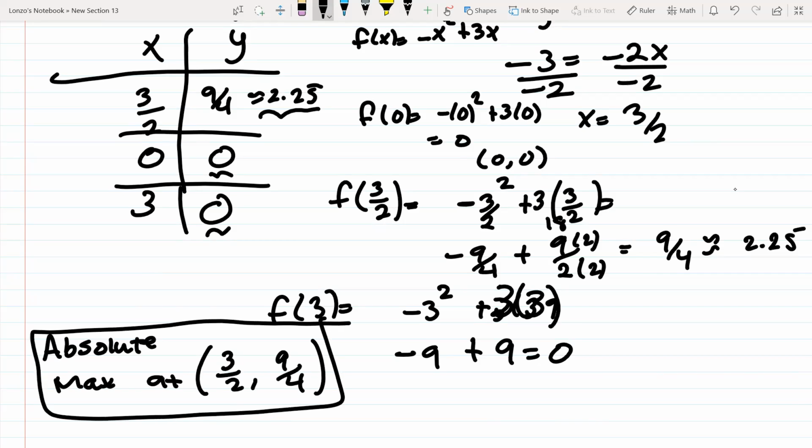Okay, so that is relative min, relative max, absolute min, and absolute max, and the critical values. The next section should be learning about where the slope increases and decreases.